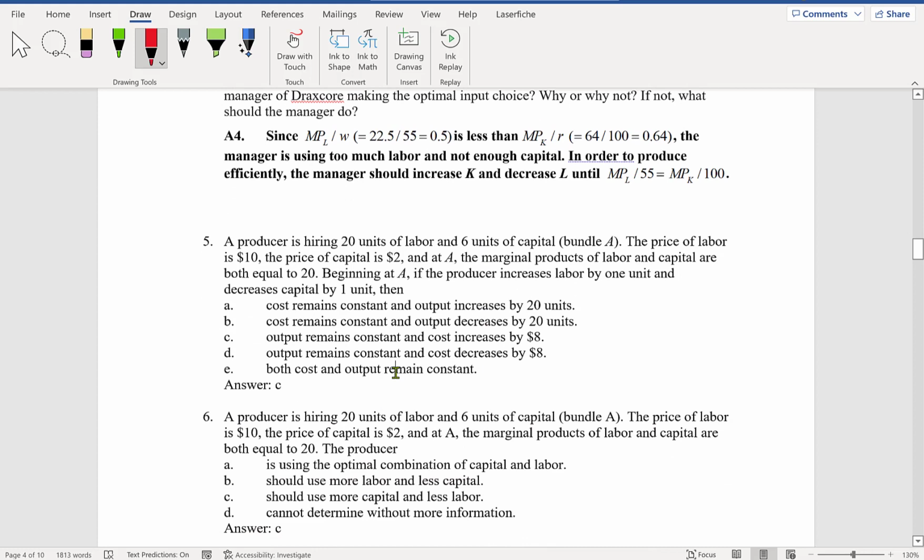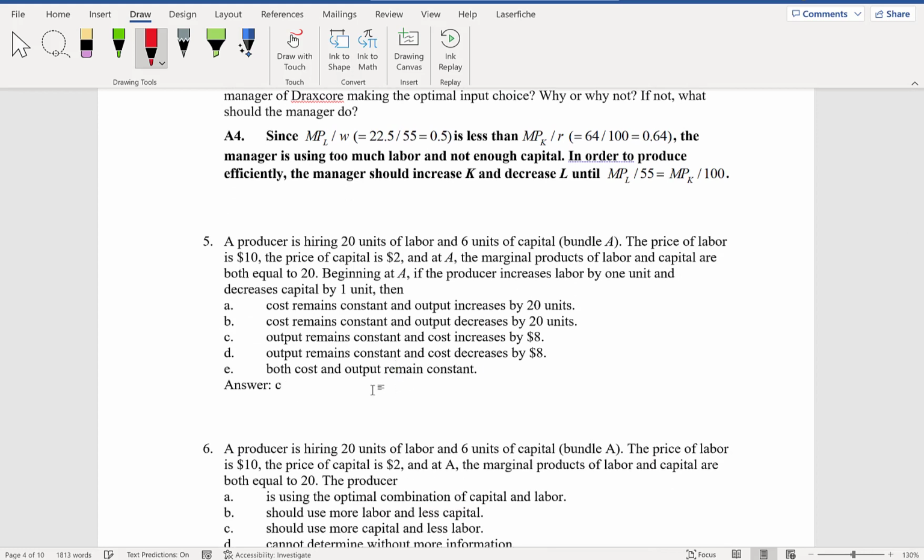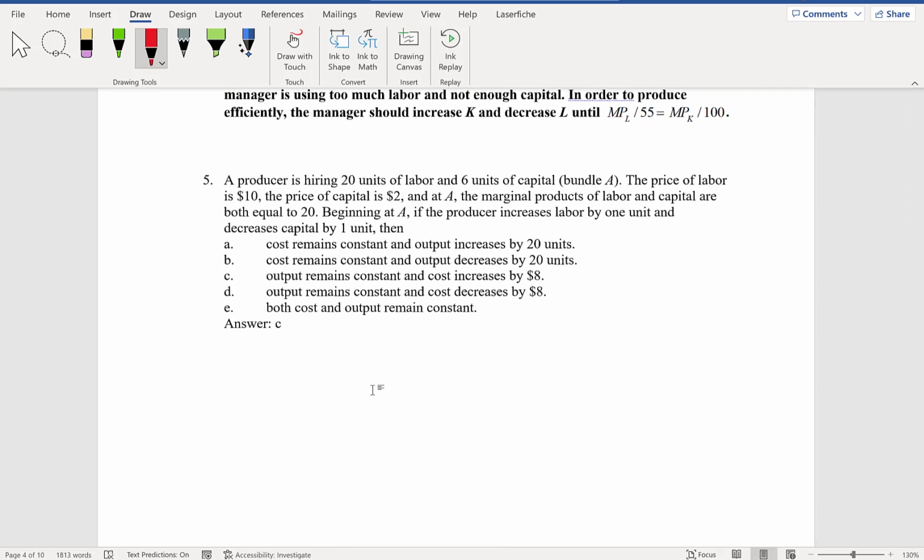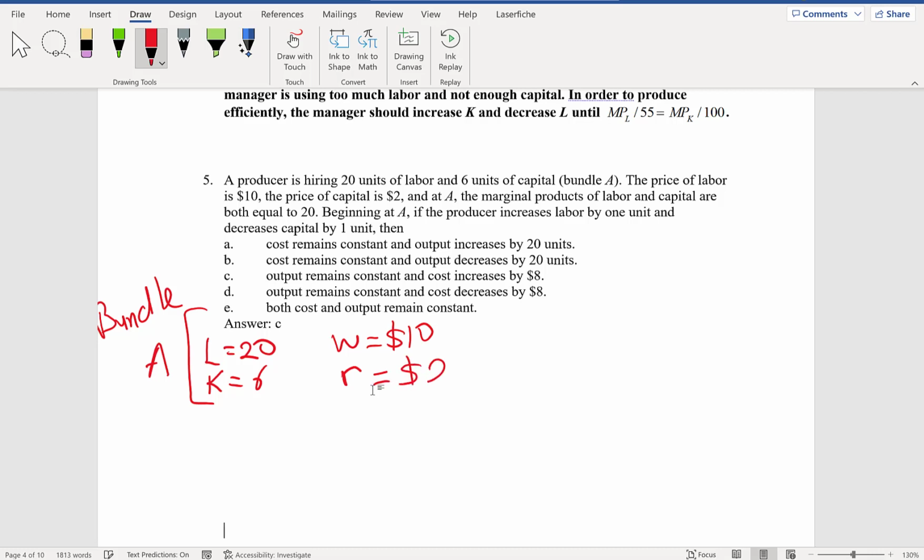Okay, so let's read this question. A producer is hiring 20 units of labor. Okay, I just love to write down everything. And 6 units of capital. Okay, this is called bundle A. The price of labor, which is the wage rate, is $10. The price of capital, the rental rate, is $2 at A.